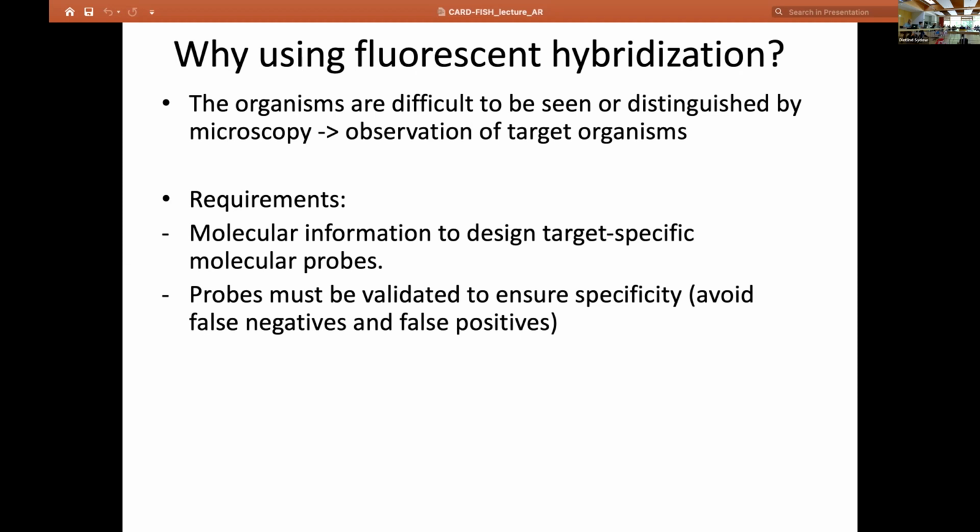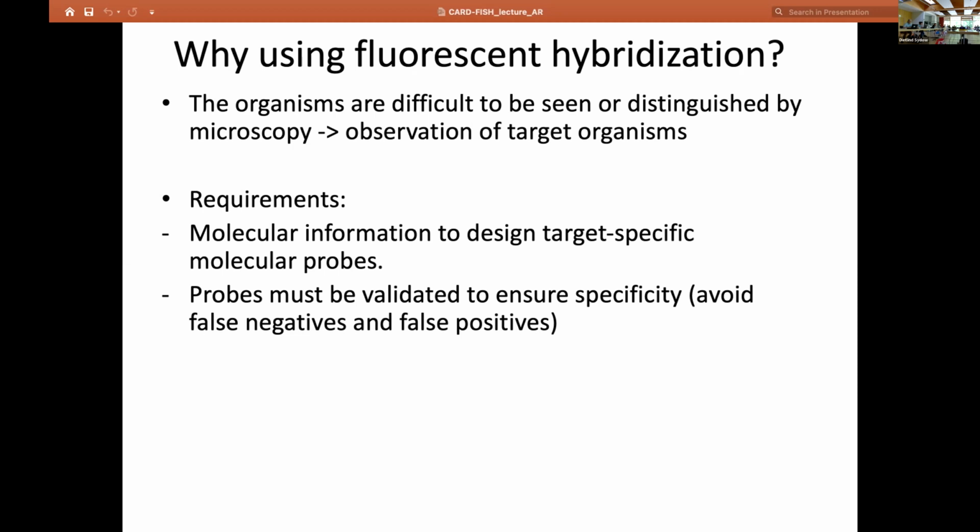And for that, we need the molecular information of our organisms and also of the other things around, because we need to validate these probes to ensure specificity. We want to avoid false negatives and false positives, because if the probe is not specific enough, maybe it will attach to other organisms that are not those that we want to stain or to see, or maybe it's not good enough and we are not covering all the diversity that we want to see in our samples, and we are just staining some of the species or the organism.